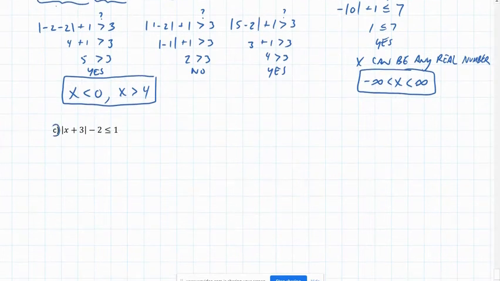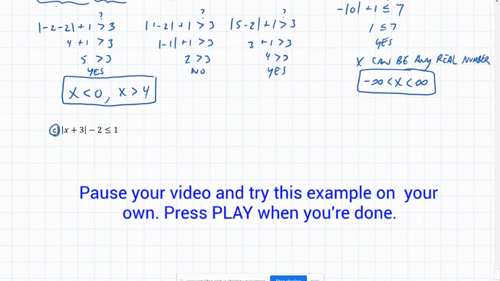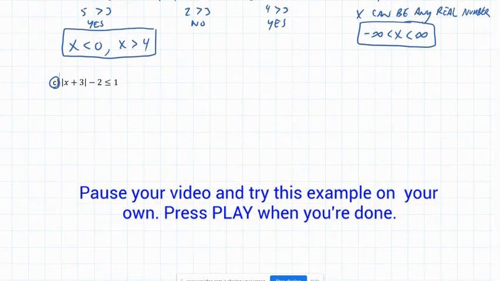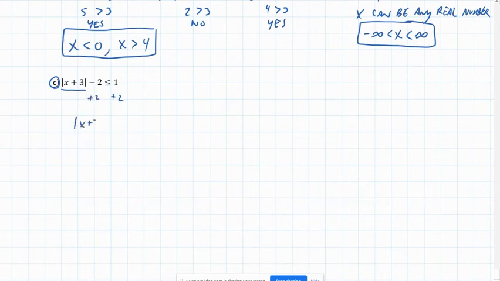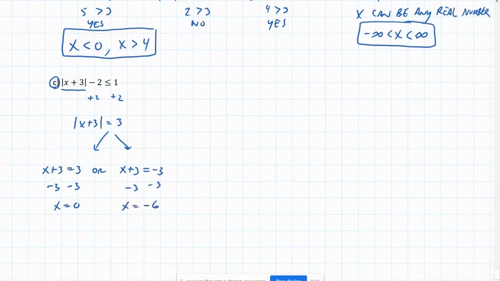Okay, go ahead and pause your video and try example C on your own, solving it algebraically. To get the absolute value part by itself, I need to add 2 to both sides. Now I have the absolute value of x plus 3 is equal to 3. We can break that into two different equations. The inside of the absolute value is equal to 3, or the inside of the absolute value is equal to -3. Subtract 3 from both sides, and I get x equals 0. Subtract 3 from both sides, I get x equals -6.